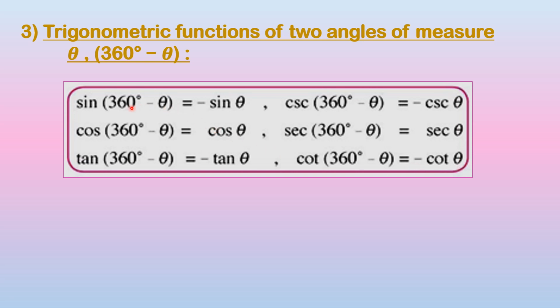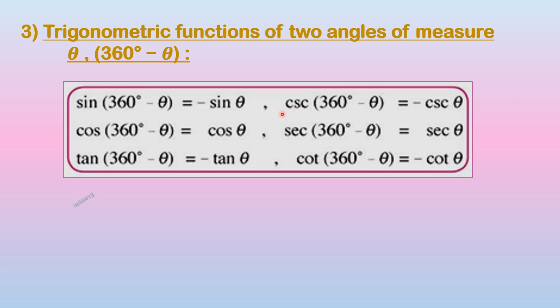That's because 360 minus theta is in the fourth quadrant, and sine, cosec, tan, and cotan are negative in the fourth quadrant. But cosine and sec are positive in the fourth quadrant, and the rest of the trigonometric functions are negative.